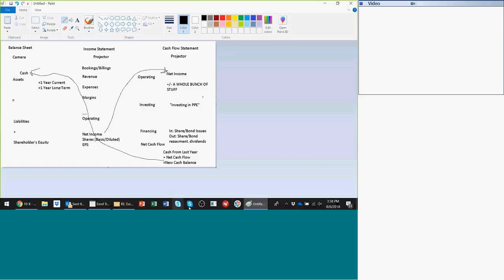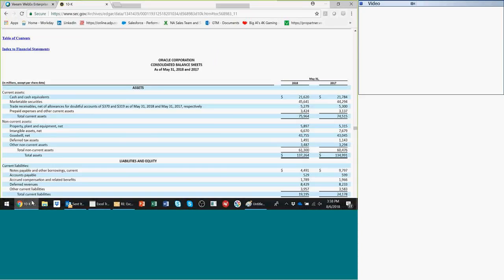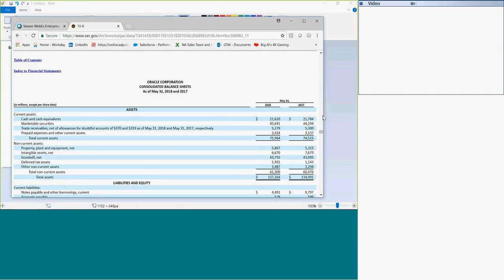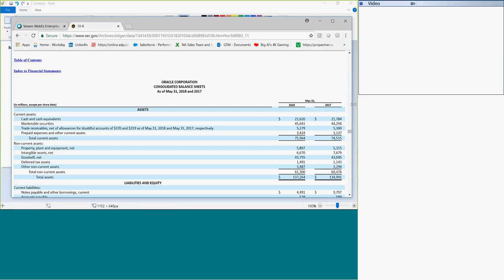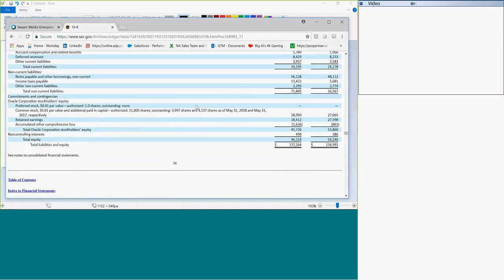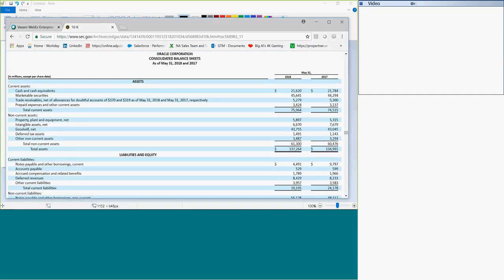Okay, now we'll actually look at these. Companies have a lot of leeway from the SEC on how they can report their financials. But we find various trends over and over again that allow us to generalize what is in there.